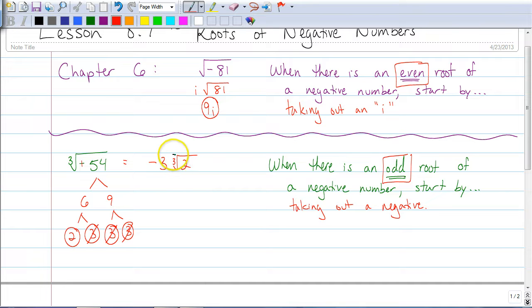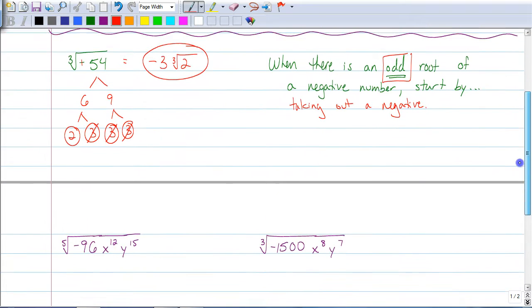Remember not to forget that it's a cube root, so don't change it to a square root. And remember, you should never leave a negative inside of a radical. That negative we should always put outside the radical. So your answer is negative 3 times the cube root of 2. If you forget with these to take the negative out, you're going to lose a point. So it's a full point for taking out a negative. Let's look at another one.